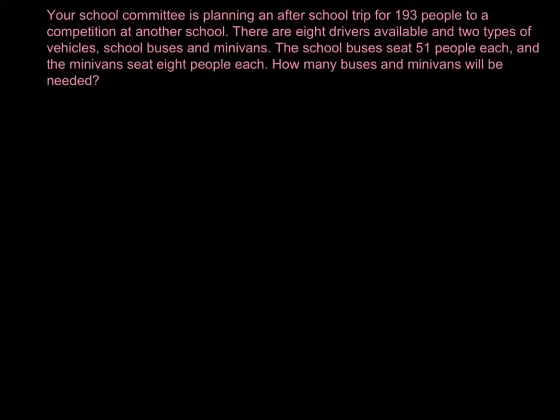Okay guys, our next example looks scary because it's long. Oh my gosh, there's words. It's okay, we can do this. Your school committee is planning an after-school trip for 193 people to a competition at another school. There are 8 drivers available in 2 types of vehicles, school buses and minivans. The school buses seat 51 people each, and the minivans seat 8 people each. How many buses and minivans will be needed?